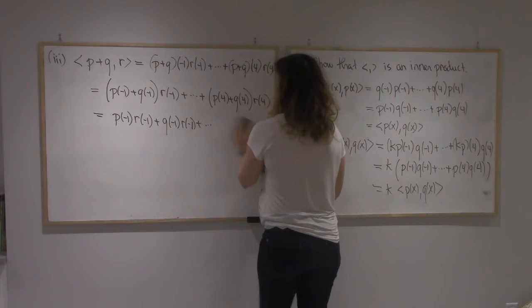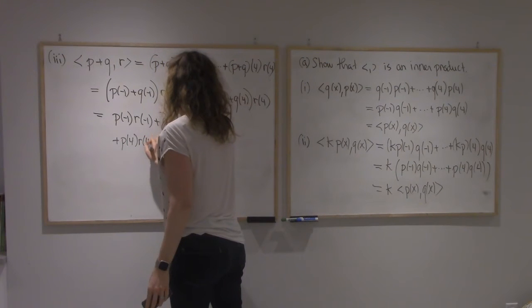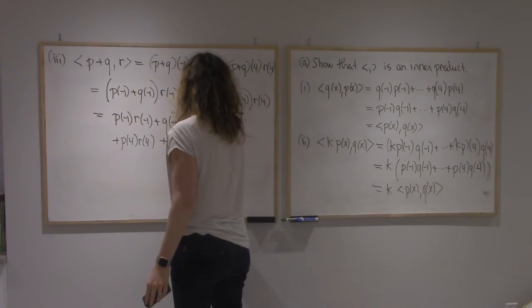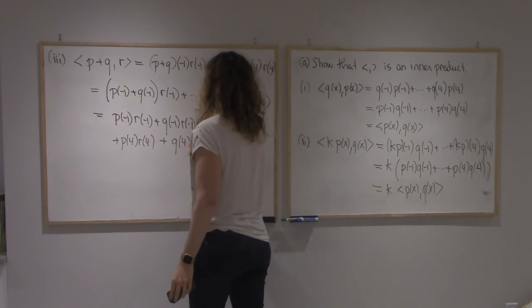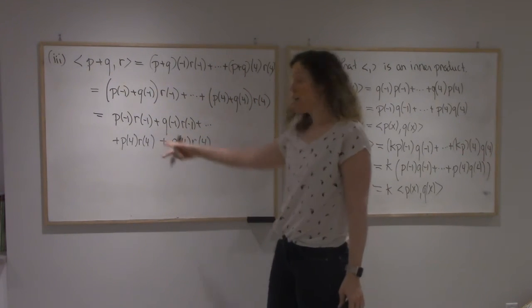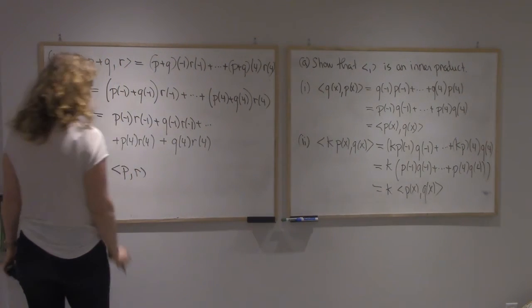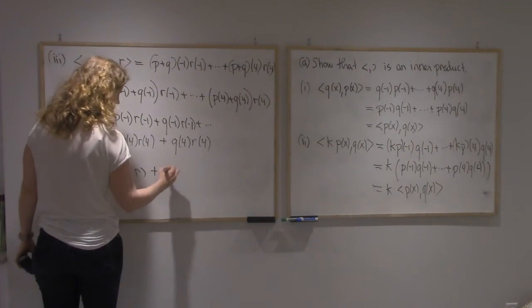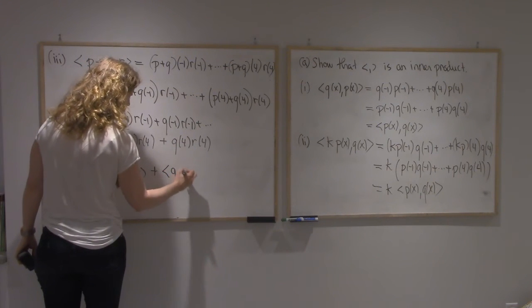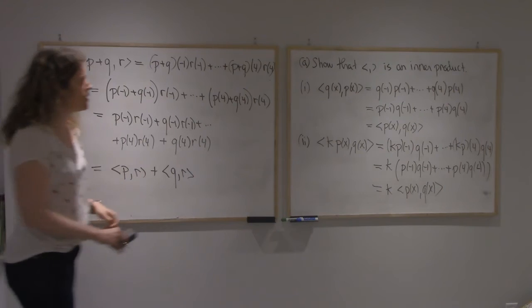plus, actually let me write them here. Now if I take all the P's together, I'm going to get the product of P and R. If I take all the Q R's together, I'm going to get the product of Q and R. Alright, so the sum here splits and I get the sum of the inner products.